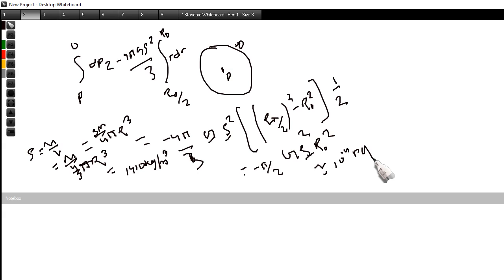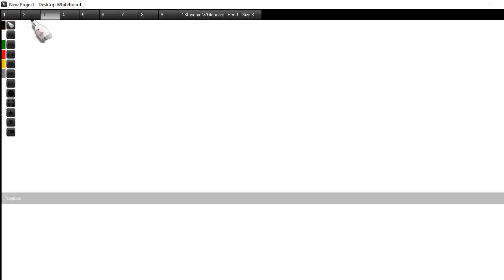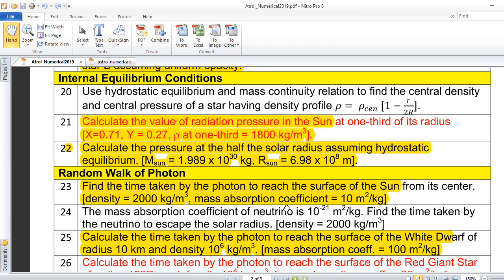Okay, so let me just try to give you the second one's answer. For this, what to do? So I need to find out the pressure. Okay, I need to calculate the value of the radiation pressure at the Sun at the 1/3 of its radius. So this is very similar to this. Okay, but here P is given by 1/3 aT to the power 4, since it is asking for radiation pressure.